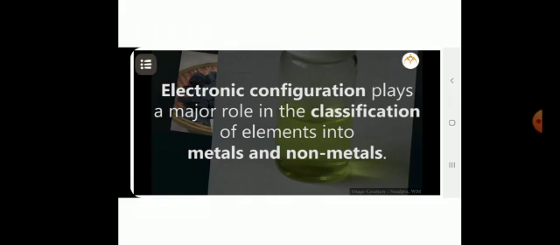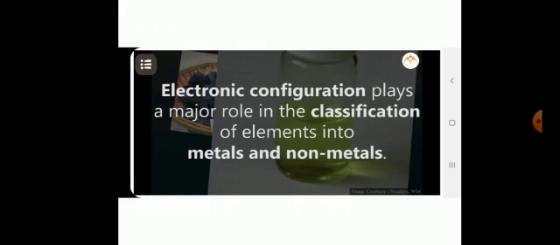Children, we have started lesson number 7, metals and non-metals. In earlier videos, we have seen the physical properties of metals and non-metals. Today, we are going to discuss chemical properties of metals and non-metals.